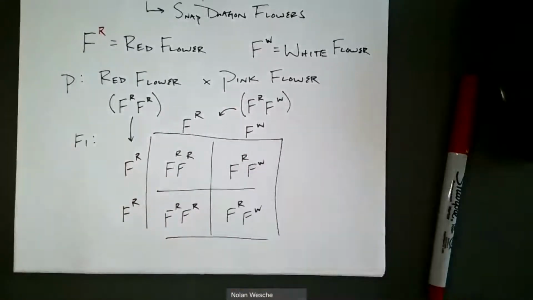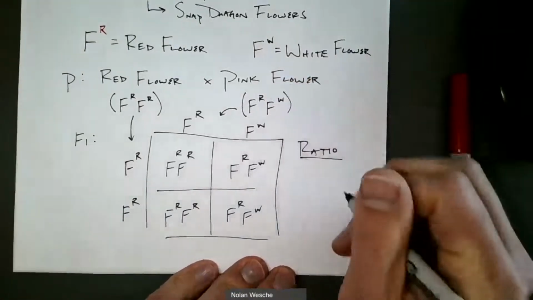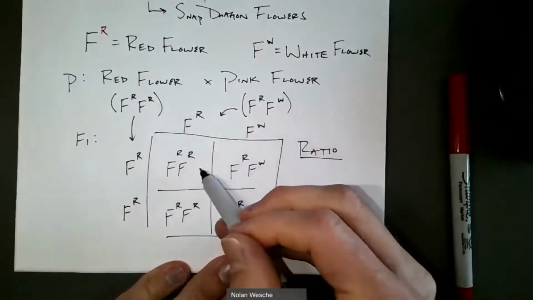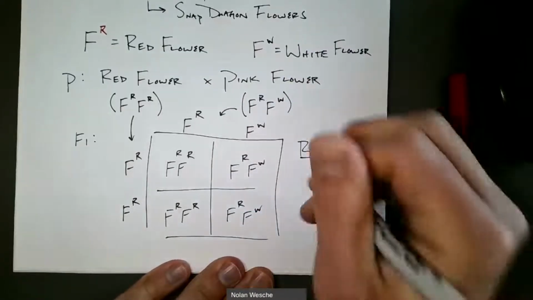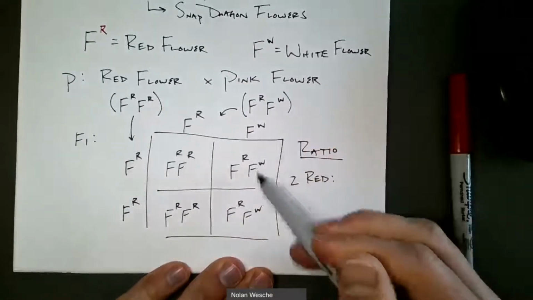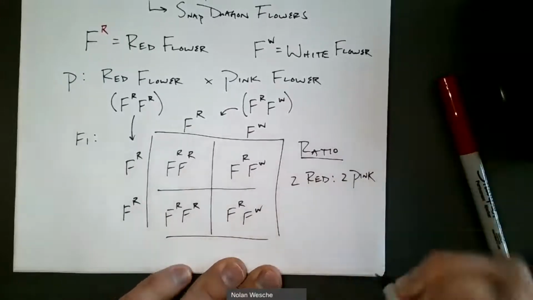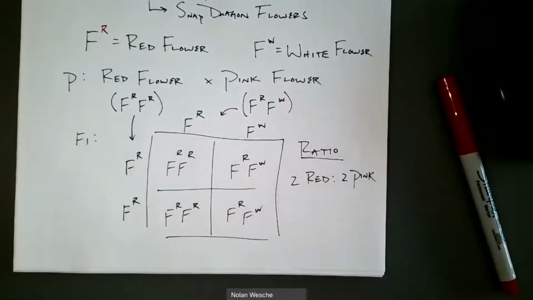Right, so all I've done is I've dropped down the alleles, and now I have my odds. So my ratio, or my results, my odds set, would be this one is going to be red and this one's going to be red because they have both red alleles. So I have two red, and then both of these are pink. So I have two pink. So two red, two pink.